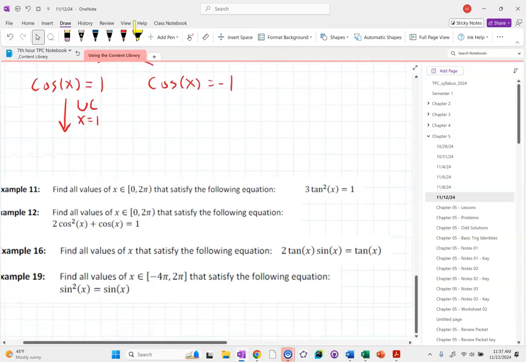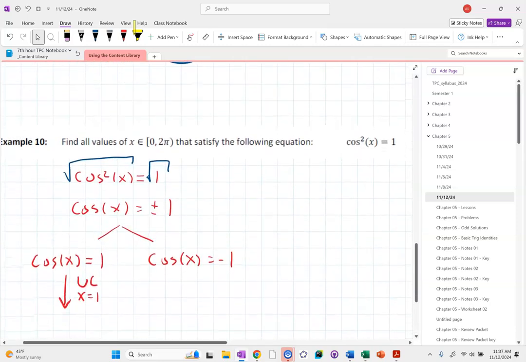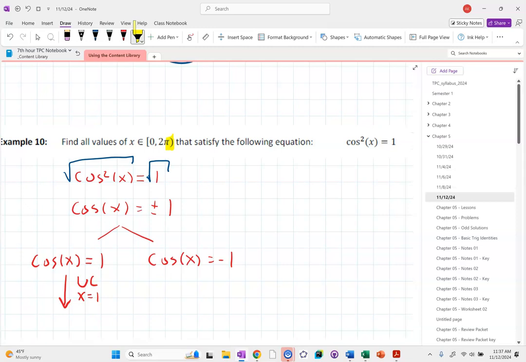Oops, that's not the question we're on. This is the question we're on. What does the parenthesis mean? It means it doesn't include it. The bracket is including, the parenthesis is not. So 2 pi should not be listed. So I have just x equals 0.